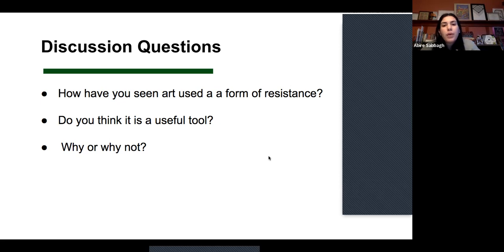Anyone else? Either examples of how you've seen it and whether or not you think it's useful. Maybe thinking about the US, 2020, the BLM, Black Lives Matter movement, COVID.